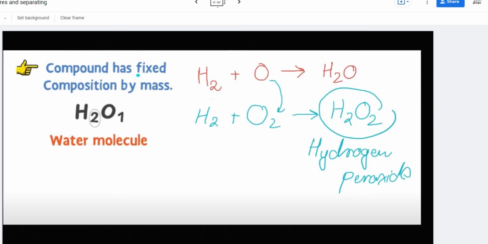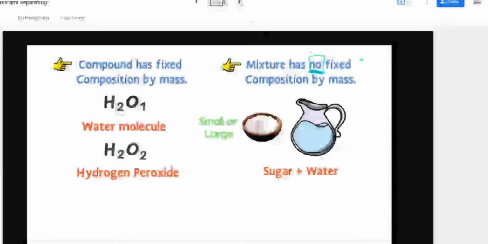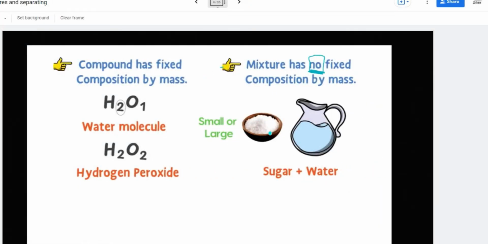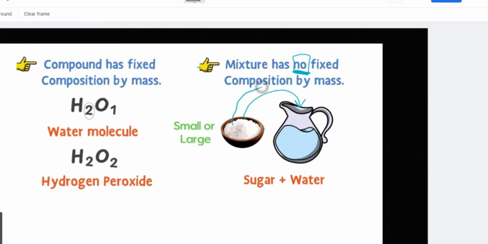What does that mean? Compound has fixed composition by mass. They have a very precise fixed recipe, you could say. If you change one ingredient, just a little one, you will get a whole different thing. But over here, mixtures have no fixed composition. Imagine you put 1 tablespoon of sugar in it, is it a sugar solution? Yes or no? What if I put 2 tablespoons of sugar? Is it a sugar solution? Yes. What if I put 3? The increase doesn't matter. The thing remains the same.